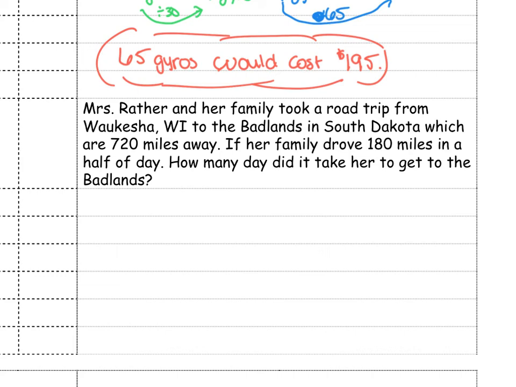All right, Ms. Rather and her family took a road trip from Waukesha to the Badlands, which are 720 miles away. They drove 180 miles in a half a day. How many days did it take her to get to the Badlands? I'd like you to pause and try to set up this ratio all by yourself. And again, remember that we're trying to keep them the same, like the same order. Also, I want you to point out that when we're talking about this problem, we're assuming they drove at a constant rate.